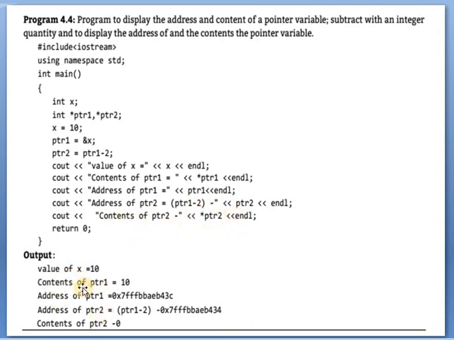Now see here, value is 10. What is the value of star ptr? It is also 10 because it has the memory location of x. Now it is the address of the variable x, and what is this address minus 2? It is the address of ptr2. And what is this value? This is the value which is contained by this memory location, that is 0.